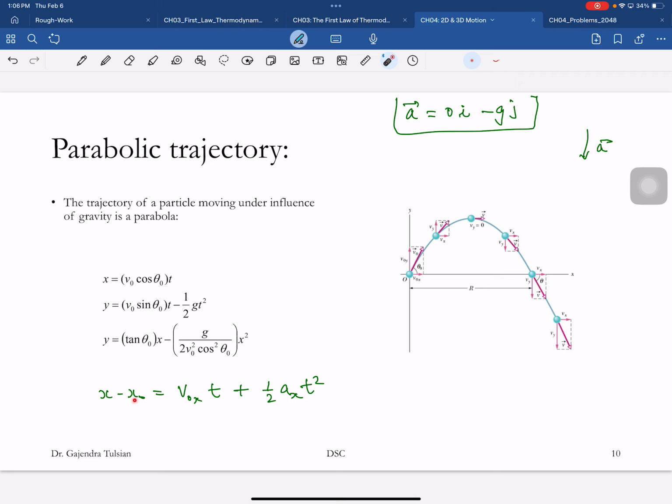What is x naught? The initial x location. What is v naught x? The x component of the initial velocity, and ax is the x component of the acceleration. This guy is 0. We start off at the origin, so x naught is 0. That is the initial x component of the velocity, which is v naught cosine theta.